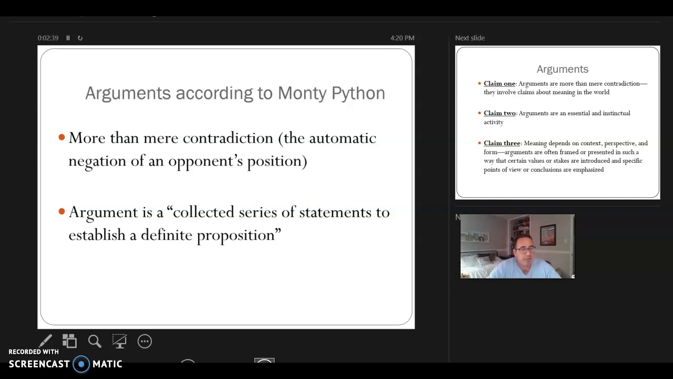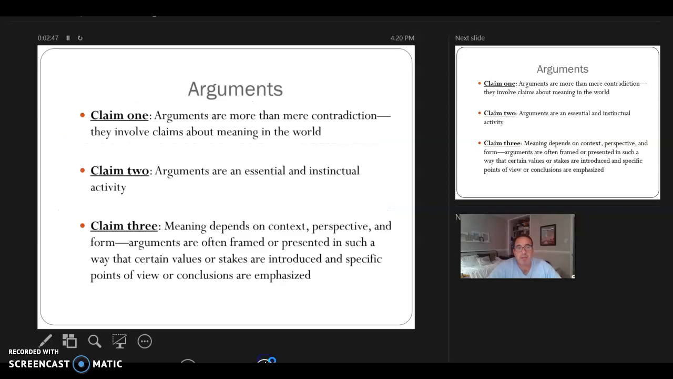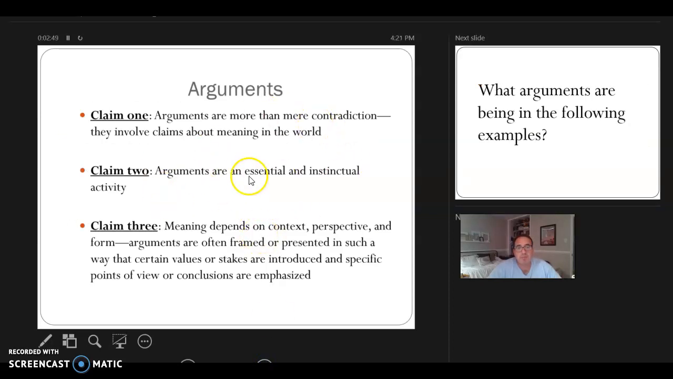Like I said, oftentimes we think of an argument as a fight, but an argument isn't necessarily oppositional in that sense. It doesn't have to be. It often is, but it doesn't have to be. So I'm going to make a couple claims. Claim number one, arguments are more than mere contradiction, right?